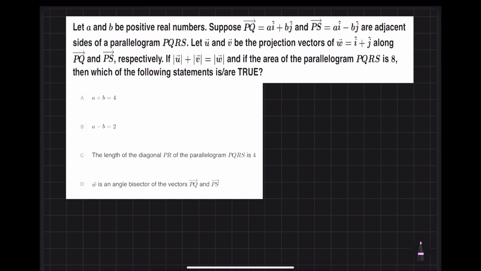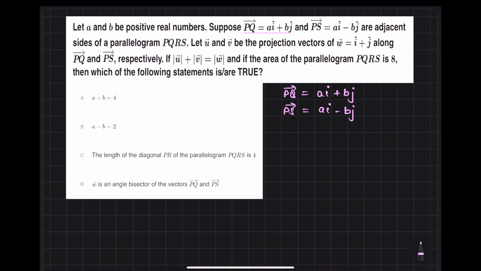So, we got a wholesome new problem which says let a and b be positive real numbers. So, a and b are positive real numbers. Suppose PQ equals ai plus bj. So, we have a vector PQ which looks like ai plus bj, and we have another vector PS which looks like ai minus bj. Okay, these are the adjacent sides of a parallelogram PQRS.